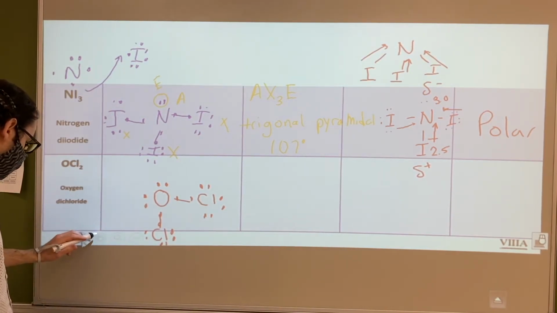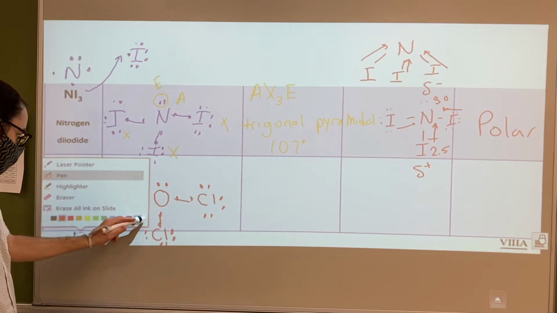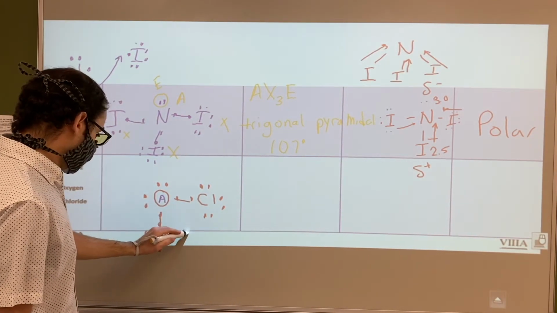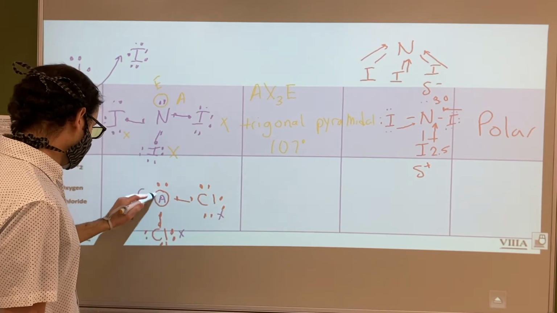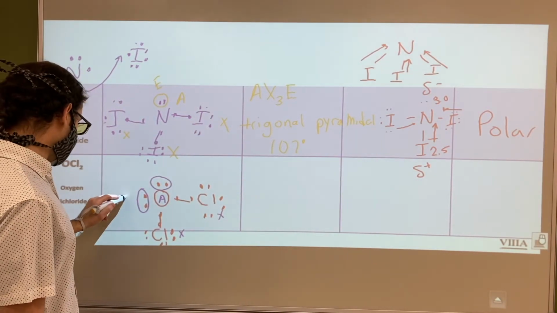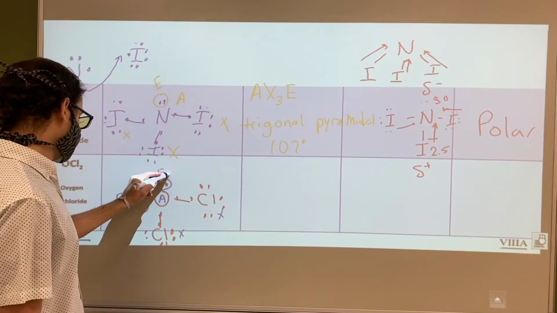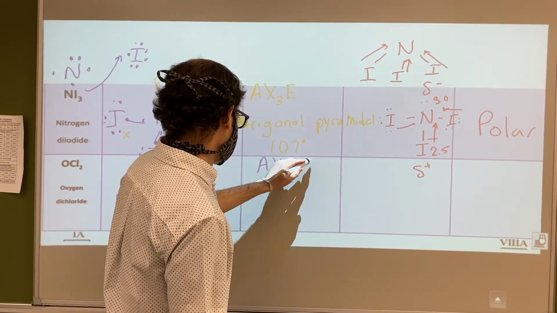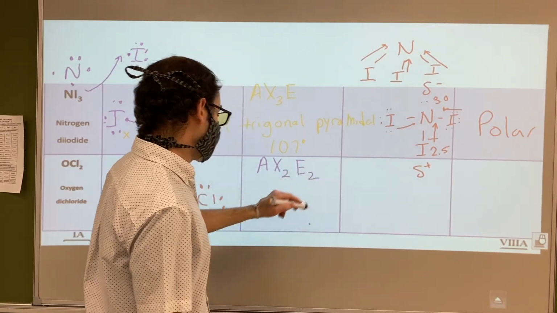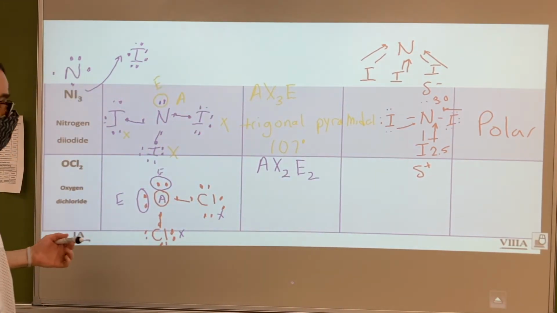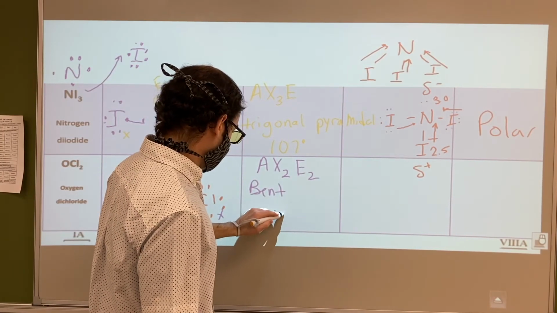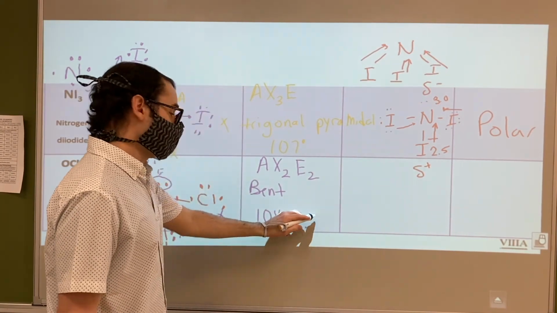Let's do the AXE for it. So we have the A is the oxygen, the chlorines are the X's, and these electrons are the E's. So we have AX2E2. The shape for this is bent, and the angle is 104.5 degrees.